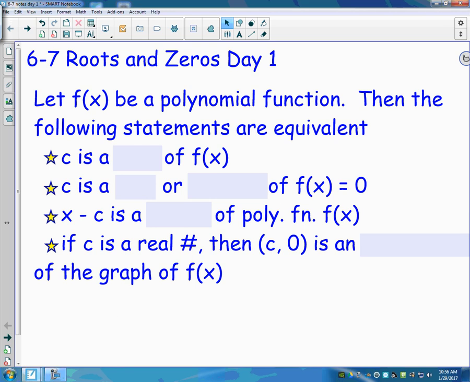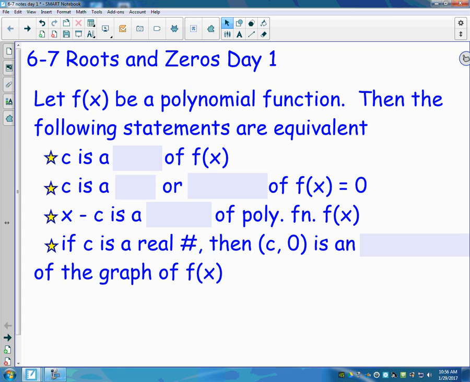Okay, so I've been talking a lot about the connection between zeros and roots and all of that stuff. So again, we're just going to state it out here. If you have a polynomial function, then the following statements are all the same, right?